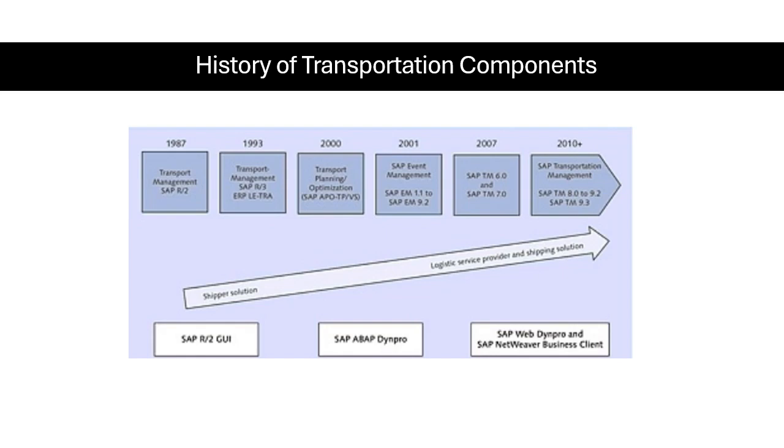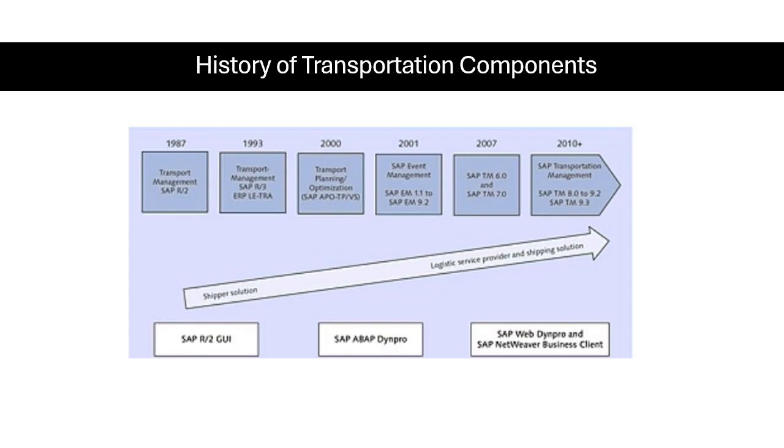So over time, LE-TRA integrated with additional modules such as TPVS from SAP APO in 2000, but eventually it was surpassed by SAP TM, which was launched in 2010. So the SAP Transport Management aimed to streamline the transportation process for shippers and later expanded to cover freight forwarding across multiple modes, including air and rail.